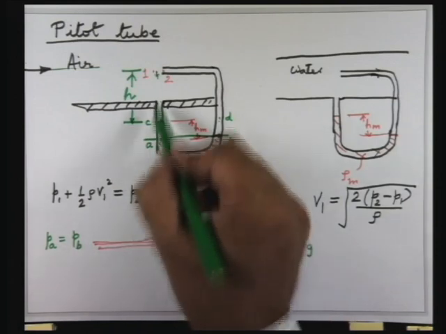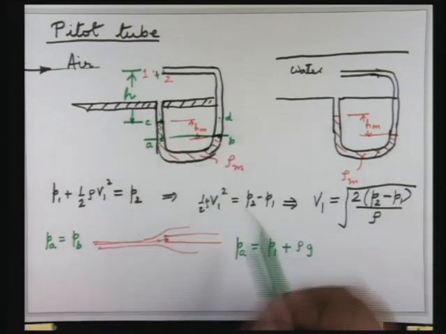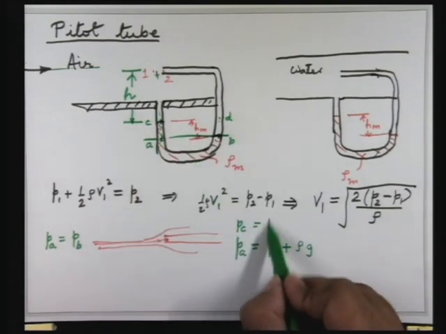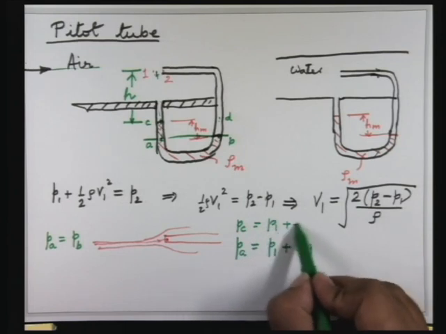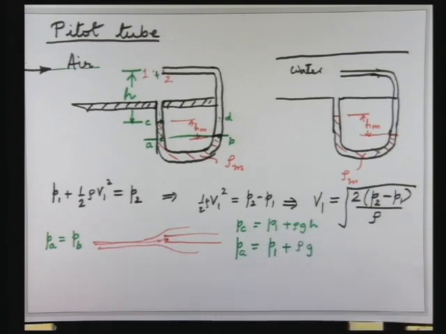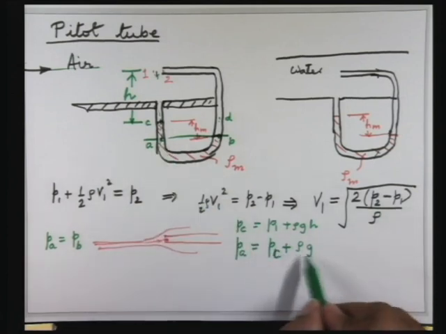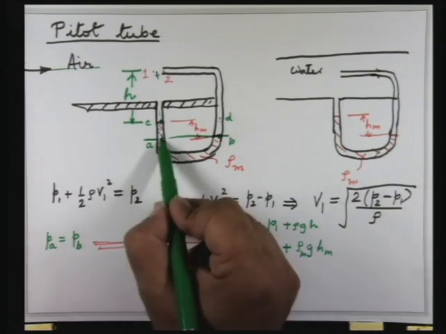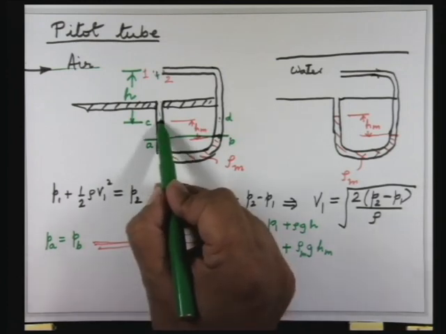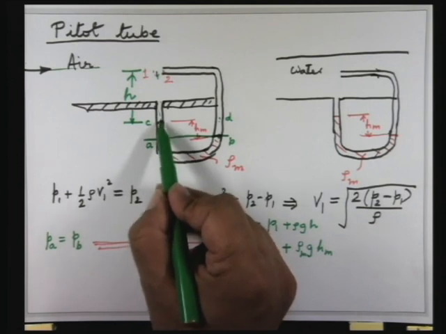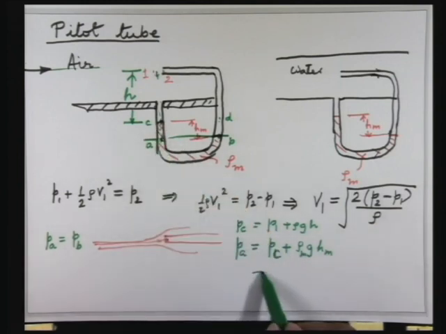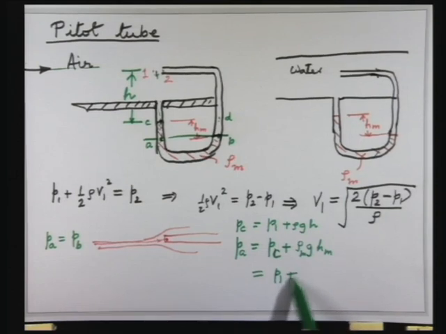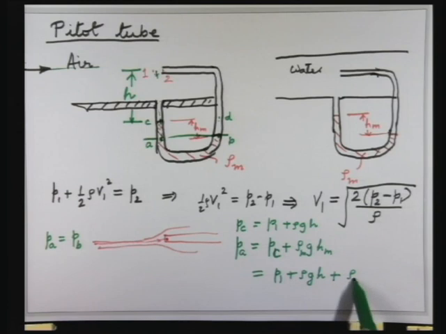So PC at this point will be actually P1 plus rho g h, and PA will be PC plus rho m g hm. So this pressure is the pressure here plus the effect of this. You have to consider the effect of this volume. So PA is P1 plus rho g h plus rho m g hm.